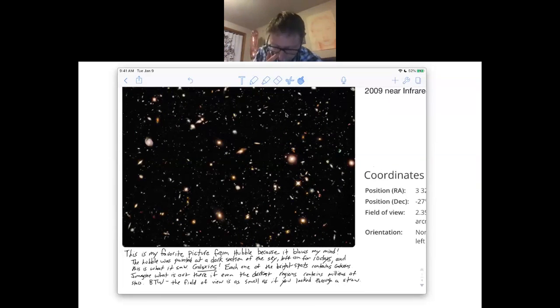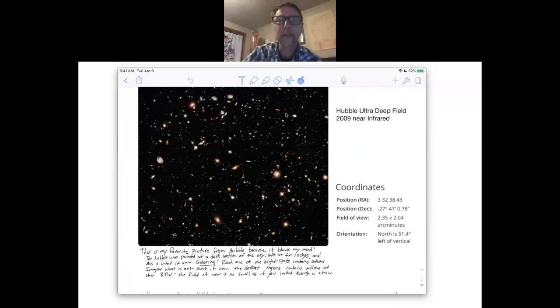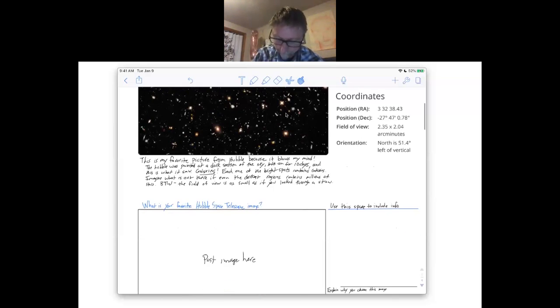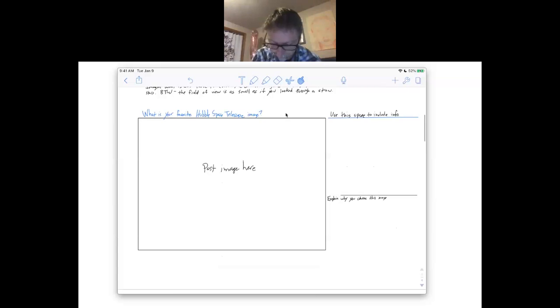And so I want you to just dig a little bit into the Hubble and the pictures that they've taken over the past few decades and find a favorite. And hopefully it blows you away. Hopefully it captures your imagination. And then the second part of this activity, put it there, do a description, self-explanatory.